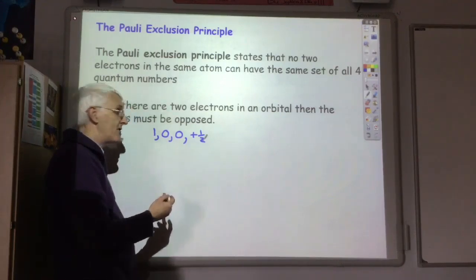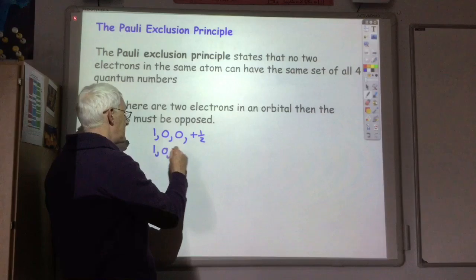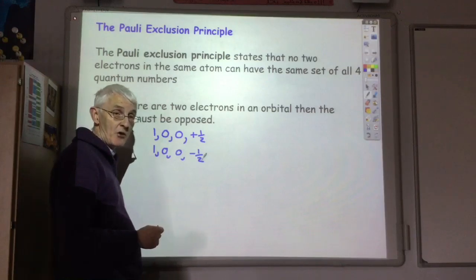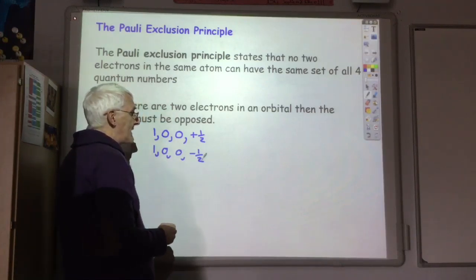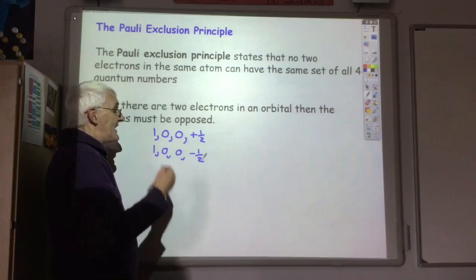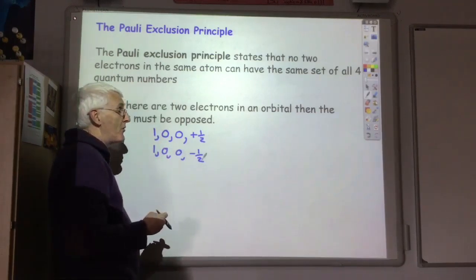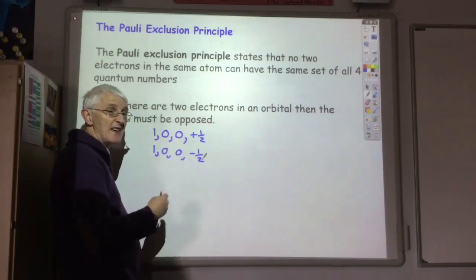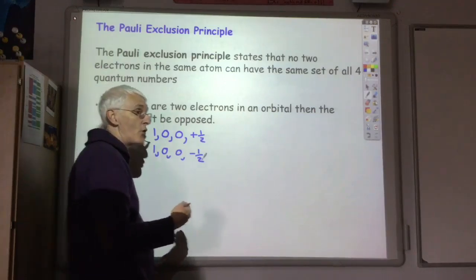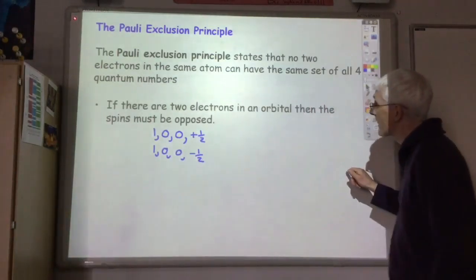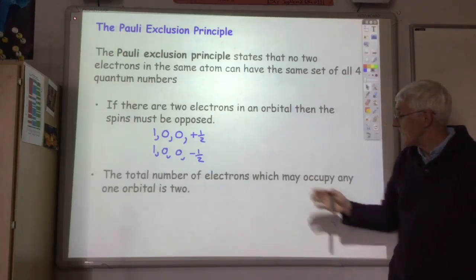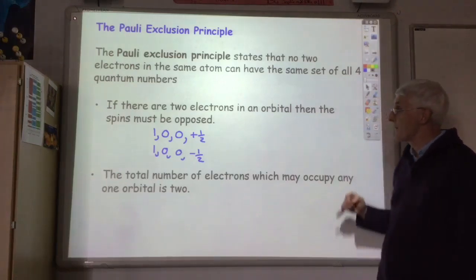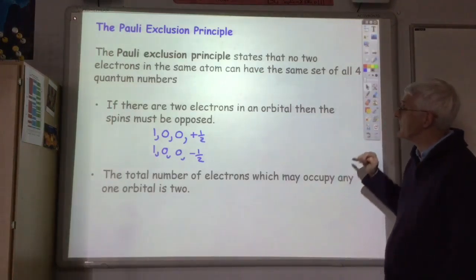When the second electron goes in there, it's 1, 0, 0, but it spins in the opposite direction. It's anti-clockwise, so it's got a spin quantum number of -1/2. Now, you can't put another electron into that orbital because you'd have to have either that set or that set of quantum numbers. So that explains why only 2 electrons can go into any one orbital, which justifies the fact that the total number of electrons which may occupy any one orbital is 2. Otherwise they would have the same 4 quantum numbers.